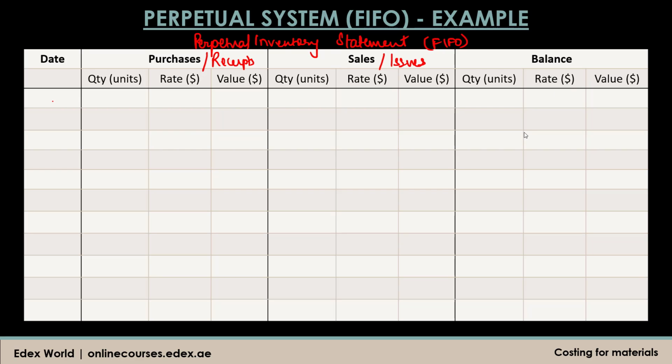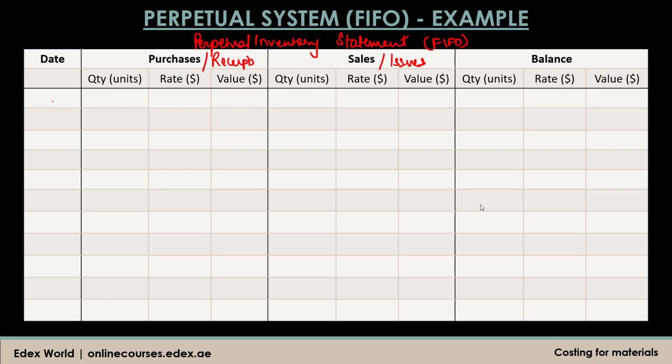And then finally we have the balance column, where we will be writing the closing balance of the inventory item after every transaction. Again, under that, the quantity left in the closing balance, the rate at which we can value that quantity, and the value of the closing balance or closing inventory. So now let's begin with this statement.